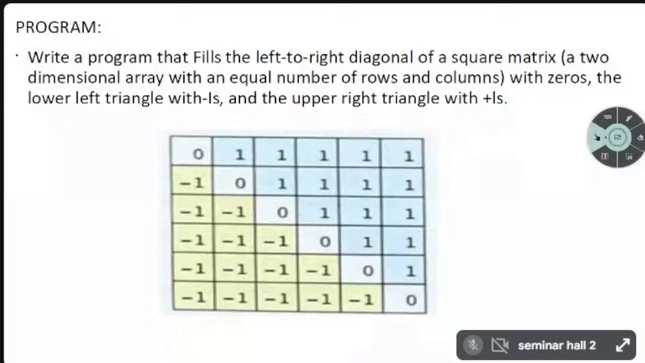Write a C program that fills the left to right diagonal of a square matrix with zeros, and the lower left triangle with minus ones and the upper right triangle with plus ones. We want to store these values in a table.